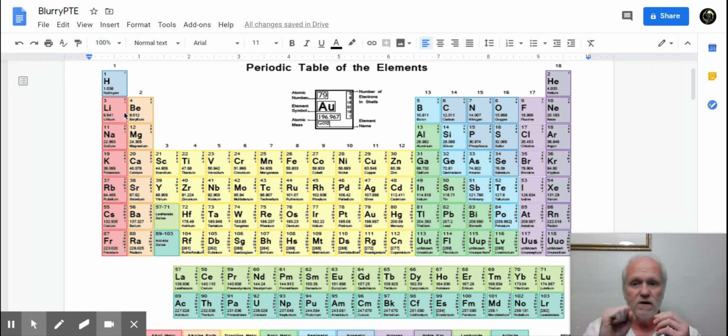The second shell can hold up to 8. But in lithium's case, it only has 1. So it's a sad electron. So I call it a sad electron because it has this one little electron that it kind of hangs on over there. It's important, but it kind of hangs on the outside.